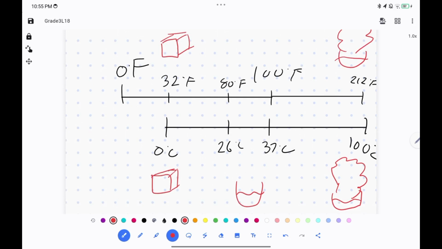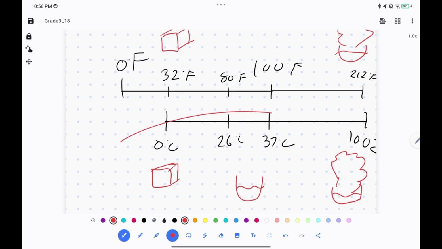Now, since you probably live in the US, you're probably more used to Fahrenheit, but everywhere else except for, I think, Liberia, maybe, we're the only ones who use Fahrenheit. Everyone else, they use Celsius.